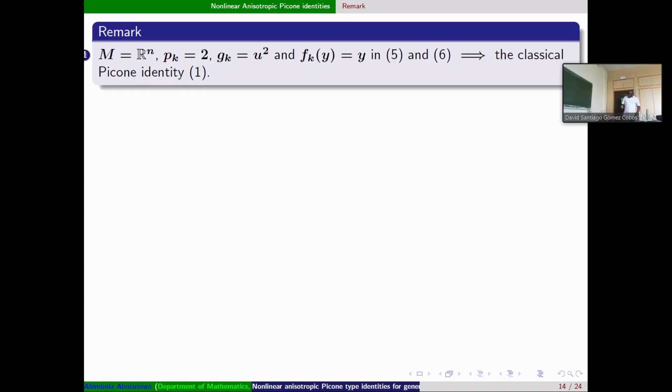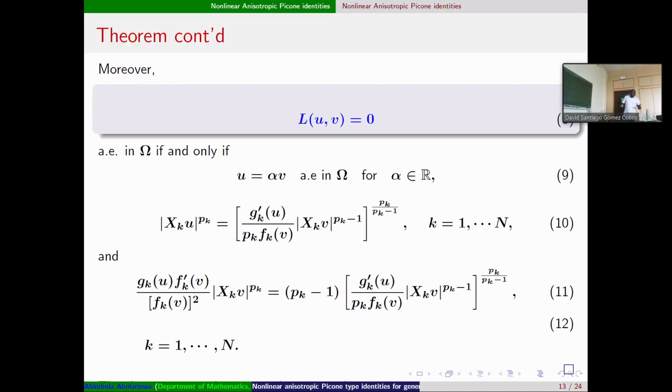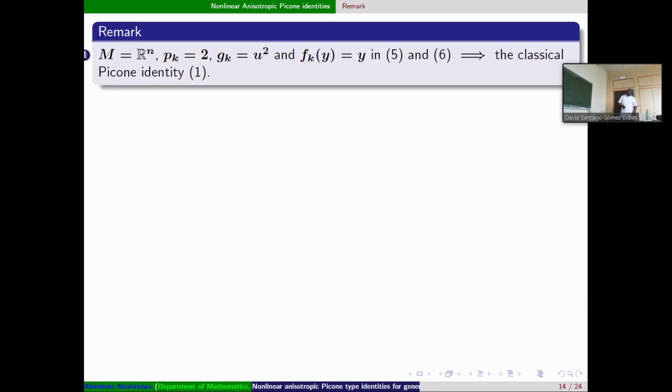So now I want to give a remark on this, that this anisotropic Picone identity generalizes a lot of identities that are available in the literature. We have a lot of identities. I mentioned two here, for the Laplacian and for the p-Laplacian, as I mentioned earlier on. Then we have nonlinear, we have different extensions. So let me just mention some of those.